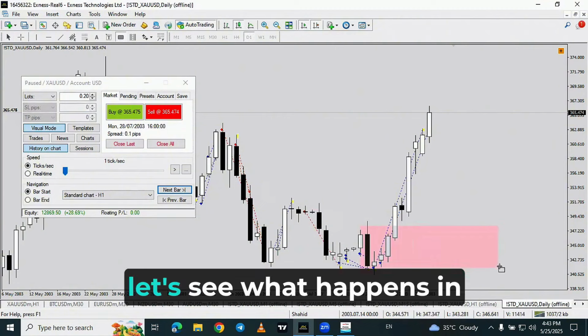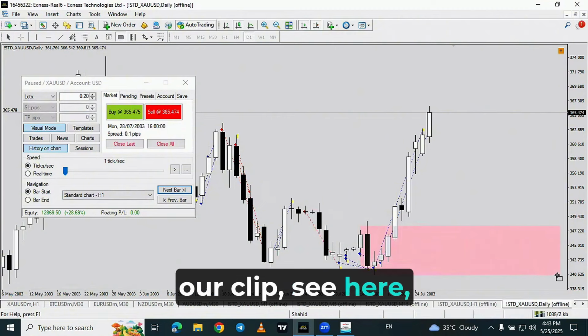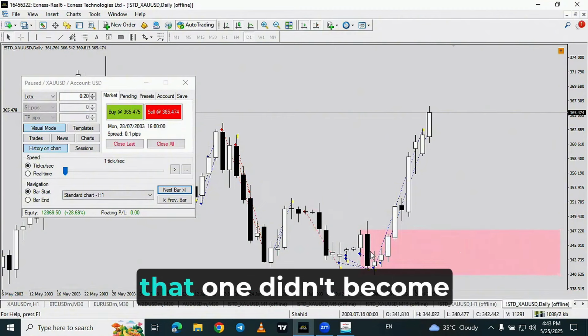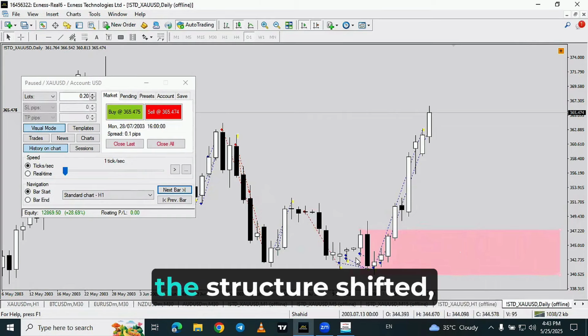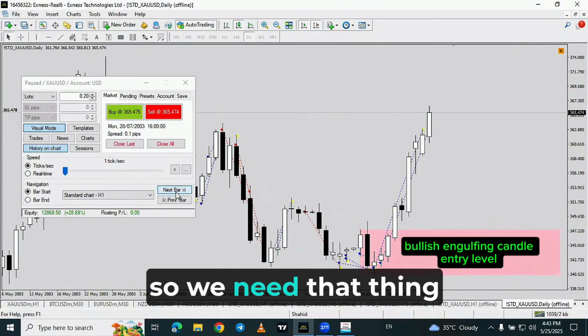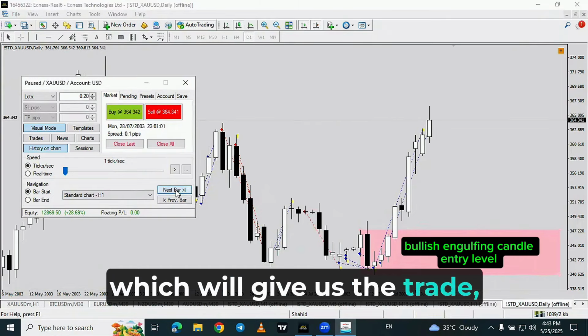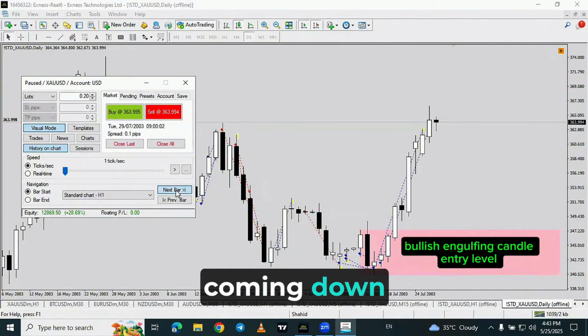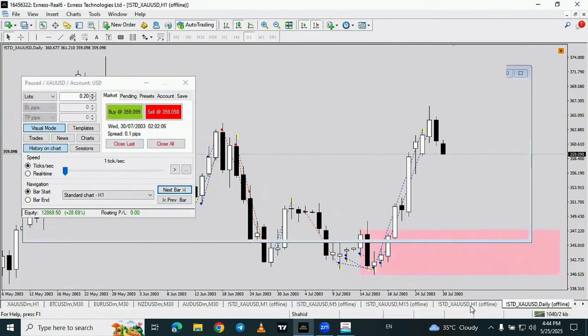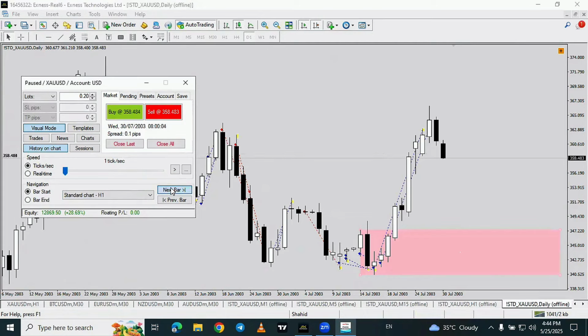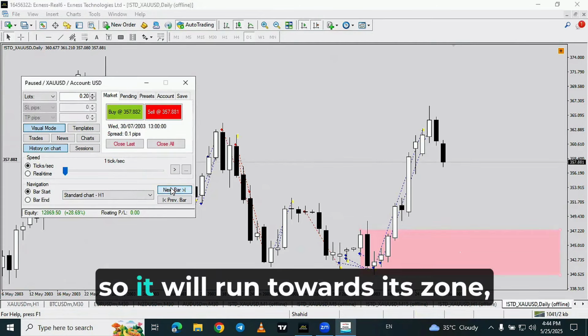The engulfing I told you, that one came in our favor. So let's see what happens in our clip. See here, that engulfing we had, that one didn't become an engulfing. The structure shifted. No issue. The structure shifted. So we need that thing, which will give us the trade. Market, see, the straightforward coming down. Because it picked its liquidity, so it will run towards its zone.